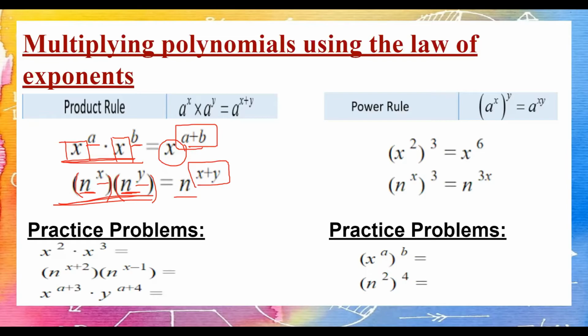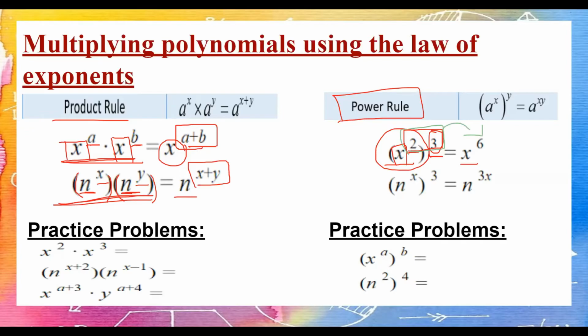Okay. And that was the product rule. So I'm going to go over the power rule right now. What the power rule states is that when you have a variable raised to an exponent and that is being raised to another exponent, you multiply the exponents. So you keep the base, x was the base, and you multiply the exponents. So you multiply 3 and 2 and you get 6.